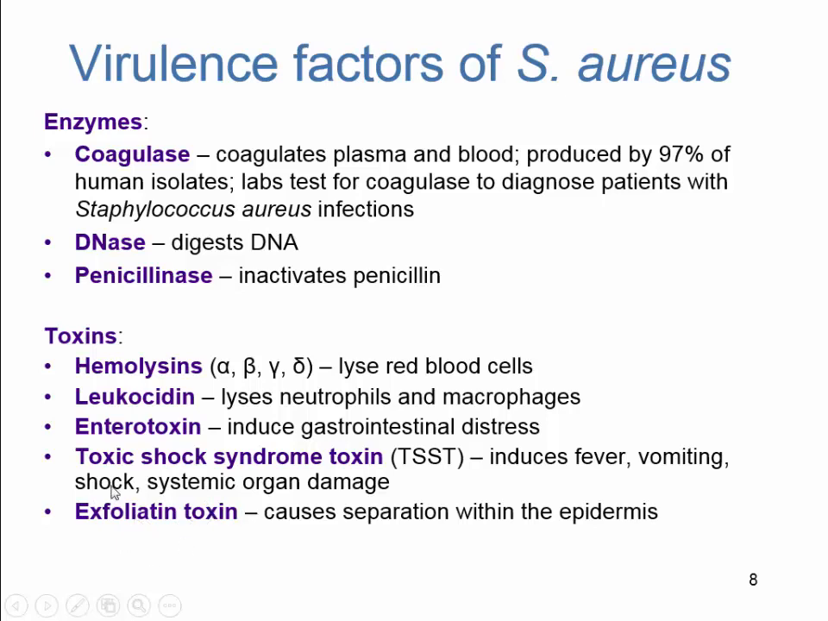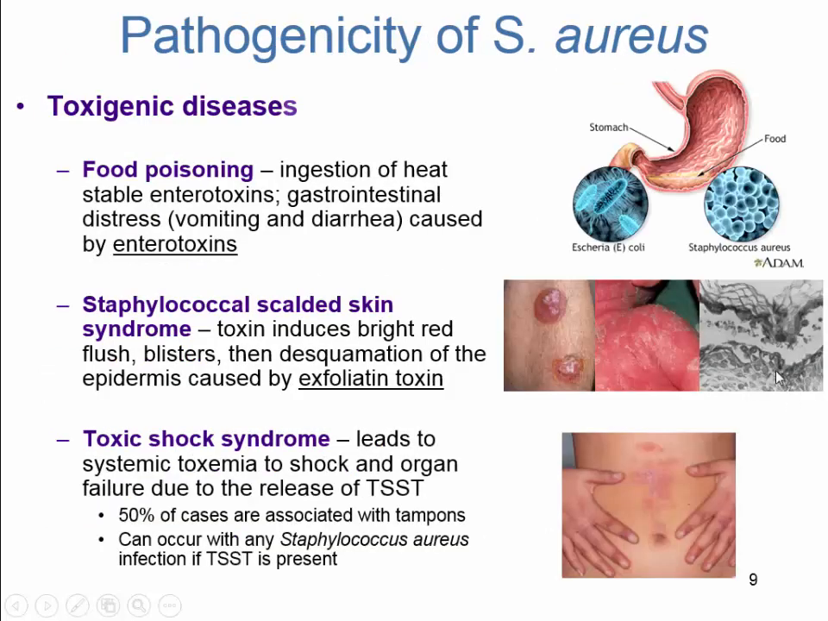Exfoliatin toxin. Staphylococcus aureus secretes this exfoliatin toxin, and my brain always goes to, oh, let's exfoliate. Well, this is exfoliation to a really improper degree. It causes a complete separation of the epidermis, and it's quite dangerous in children or babies if they are colonized with Staphylococcus aureus after birth.